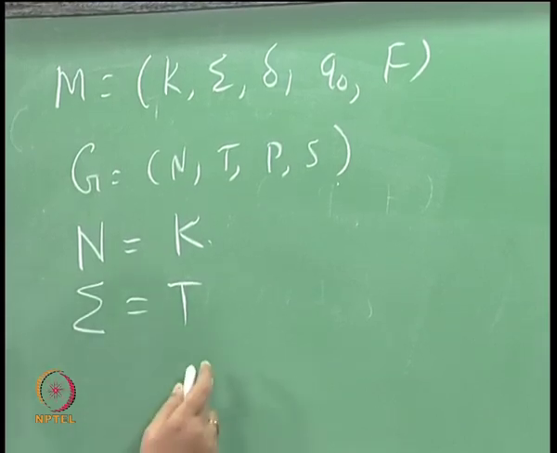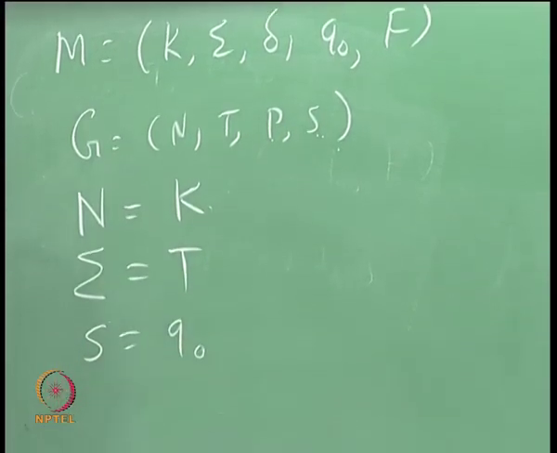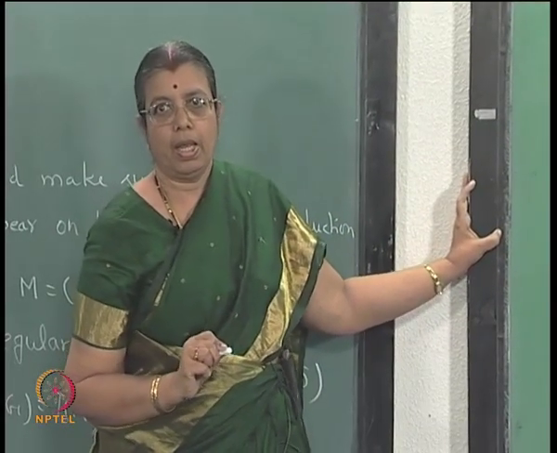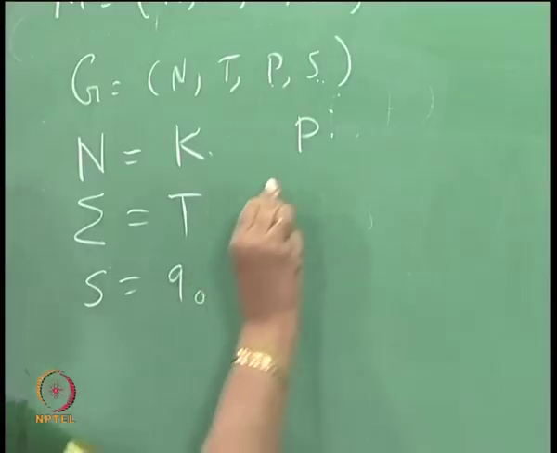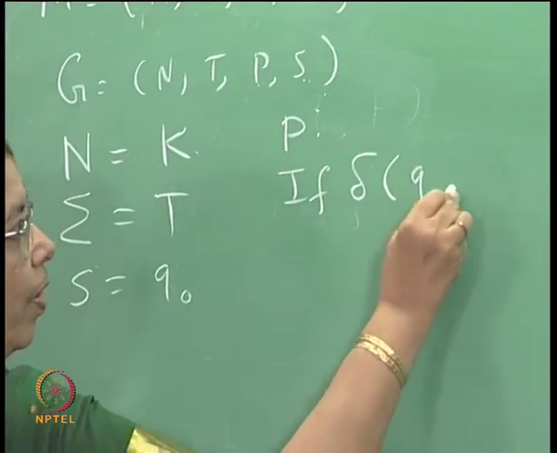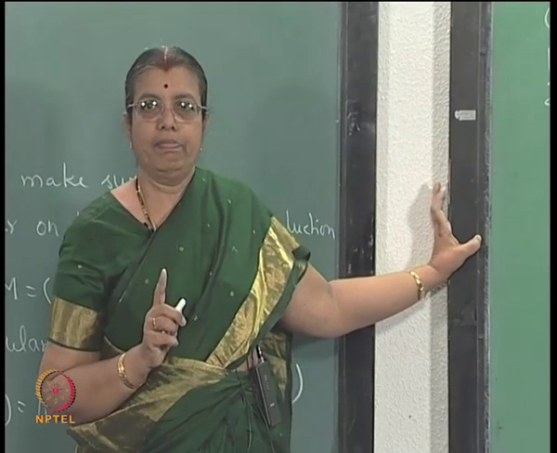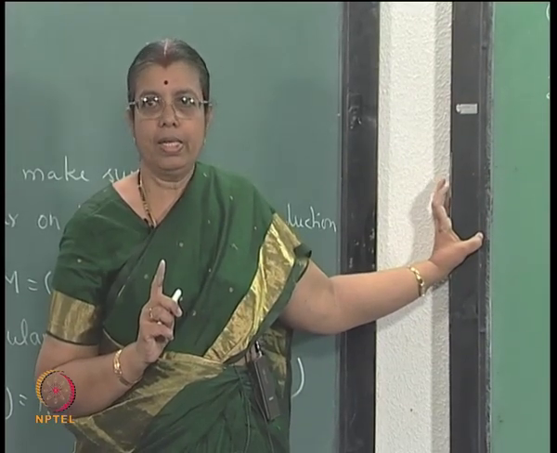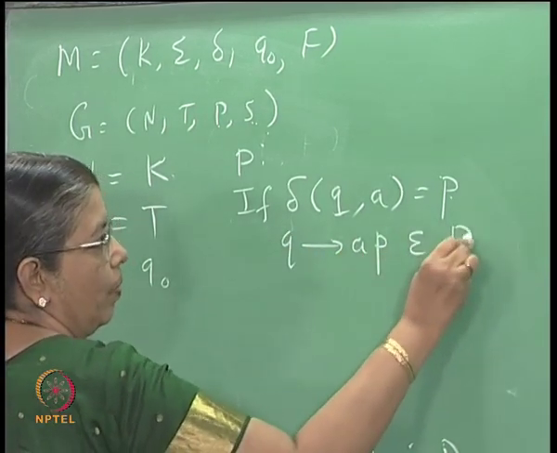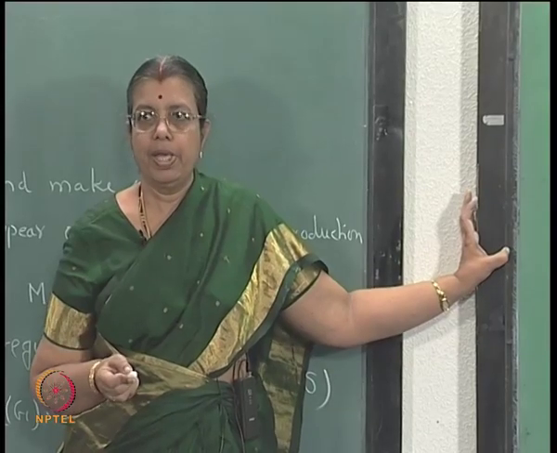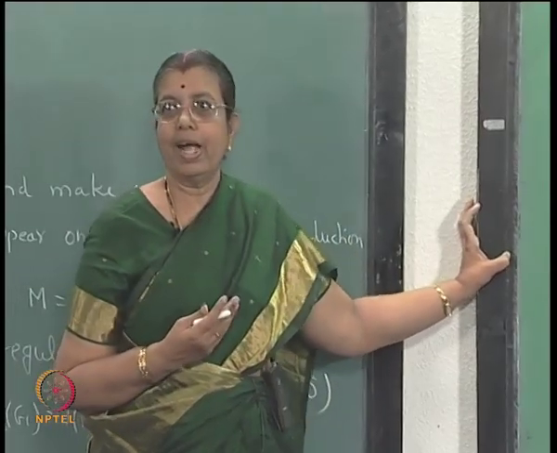Now, what is Q naught? You have to write P and S. S corresponds to the initial state Q naught, and P we have to write. How do you write P? If delta of Q, A is equal to P, because we are starting with the deterministic machine, then Q goes to AP is a rule. Also, we are able to write the non-terminal rules.